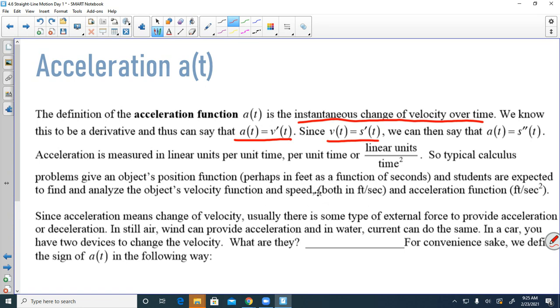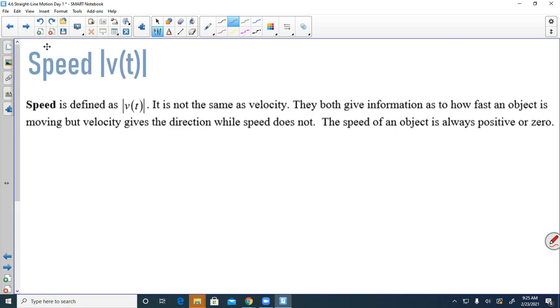Usually there's some type of external force to provide acceleration or deceleration. In still air, wind can provide acceleration, and in water, current can do the same thing. In a car, you have 2 devices to change the acceleration. So how do you change the acceleration in your car? Well, you could press the gas pedal to make your car go faster, or you could press the brake. And then we'll talk a little bit more about acceleration later.